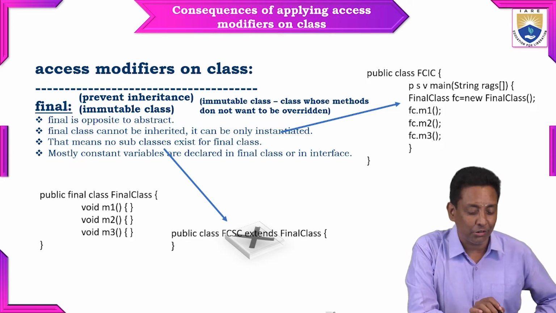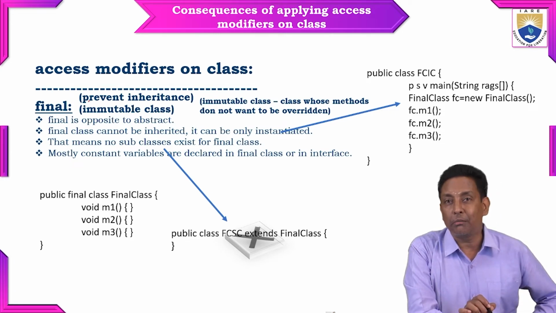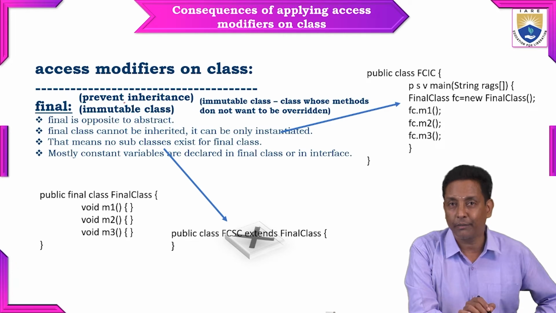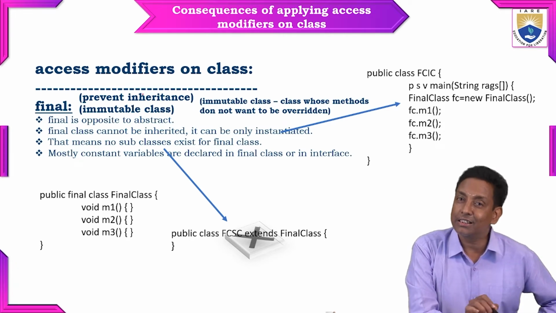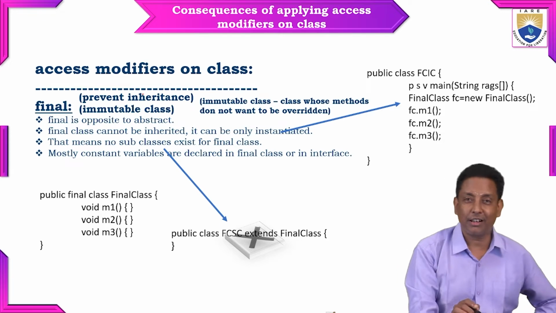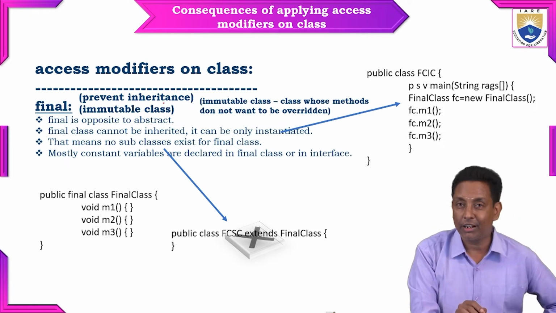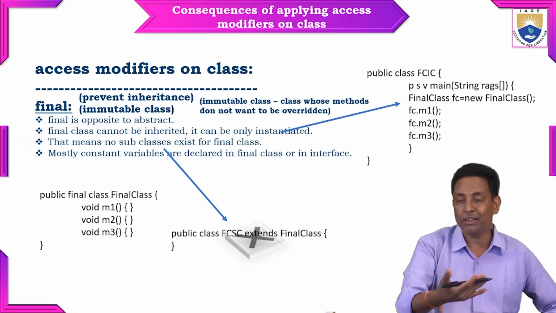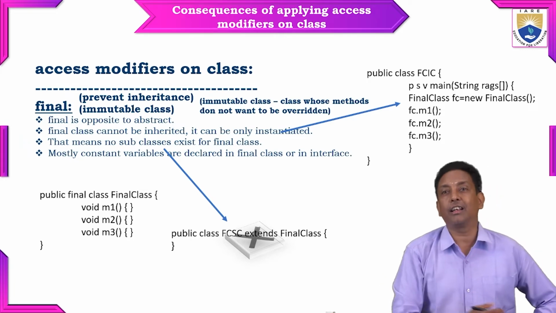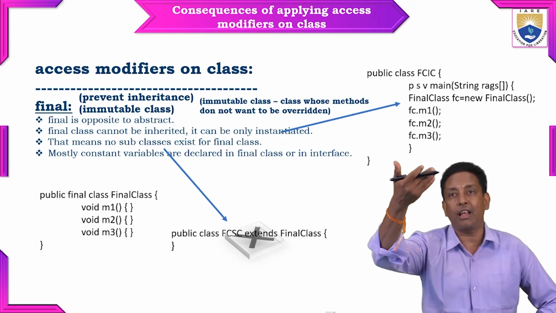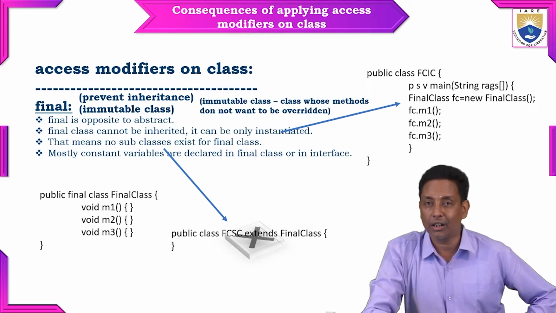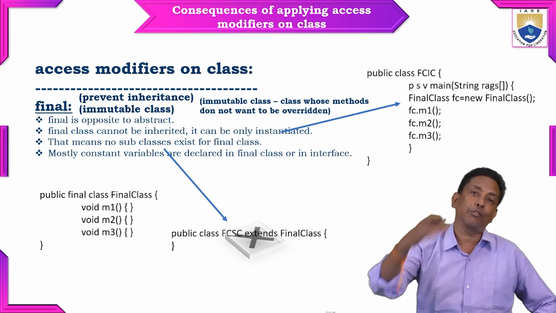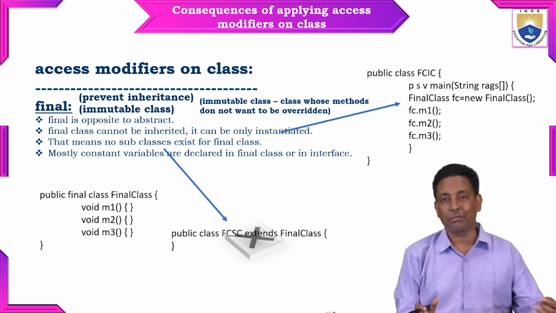This is one nice caption about final. Final prevents inheritance. Abstract prevents instantiation. Final prevents inheritance. It's an immutable class. Prevents inheritance means final classes cannot be inherited into subclasses. From A, B cannot be derived if A is declared as final. For final classes, no child classes or subclasses exist.